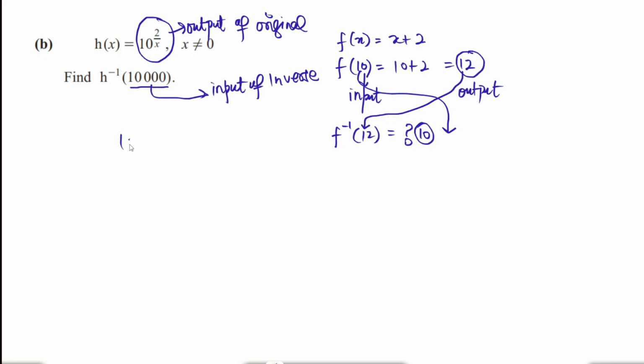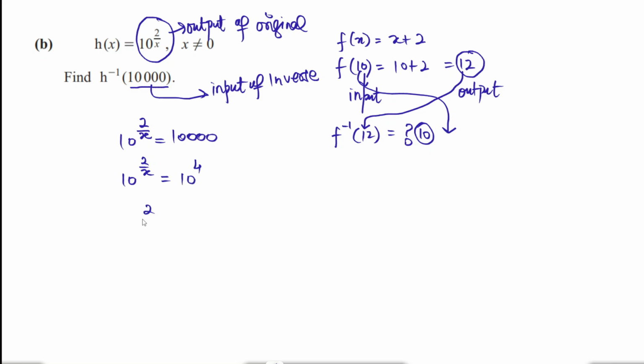So hence what we can take here directly, 10 raised to power 2 by x is equal to 10,000. You have to remember this shortcut all the time. The output of the original function is always equal to the input of the inverse and vice versa. Now we have an exponential equation. We need to make the same base on both sides. Here we have 10, so 10,000 can be written as 10 power 4.